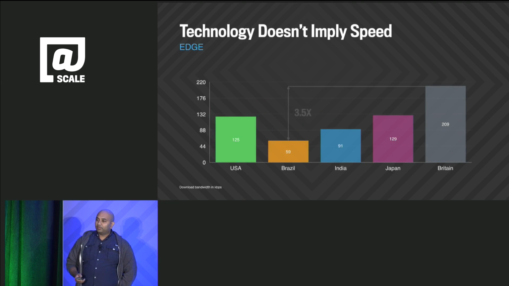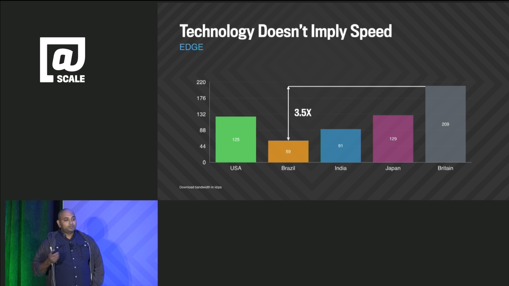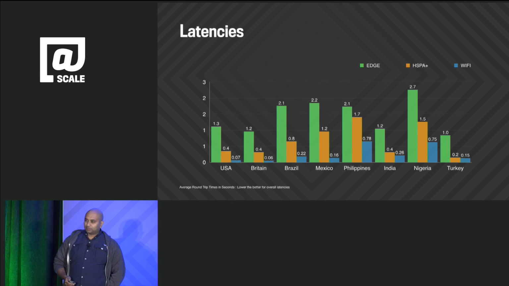Furthermore, if you were to focus on speed in emerging markets, the bandwidth in Brazil is 3 times slower than in Britain. Sorry, I skipped that slide. But latencies are another issue that you need to take into account.